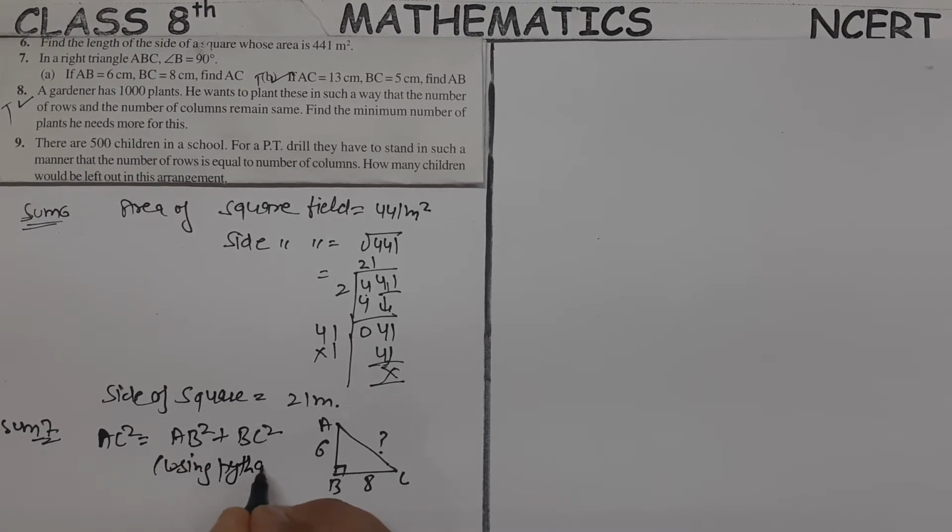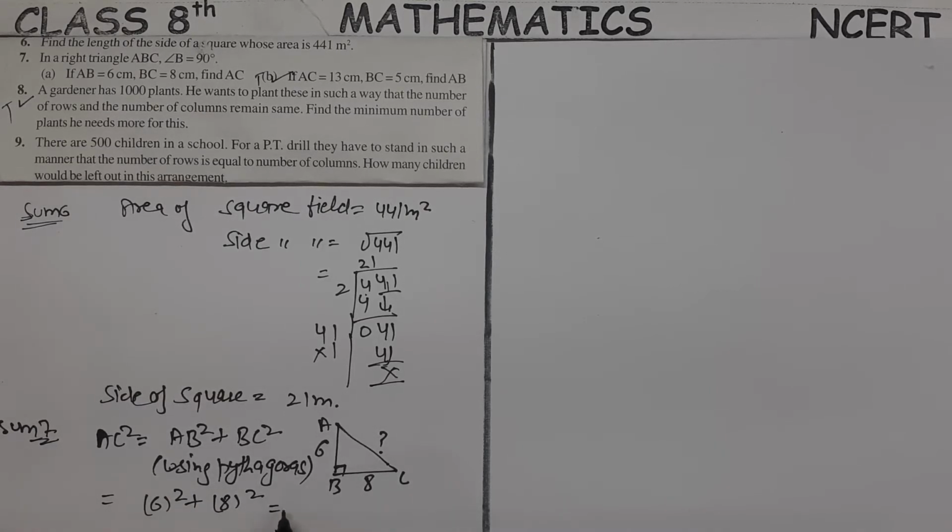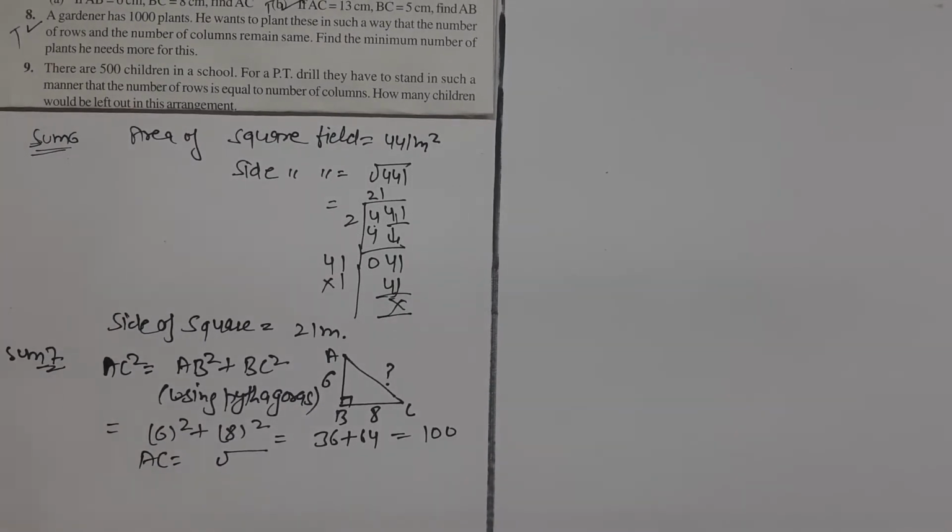Reason: using Pythagoras, AB 6 square, BC 8 square, 36 plus 64 makes 100. Then AC equals root 100. That is 10 multiply 10. Answer is 10 centimeter.